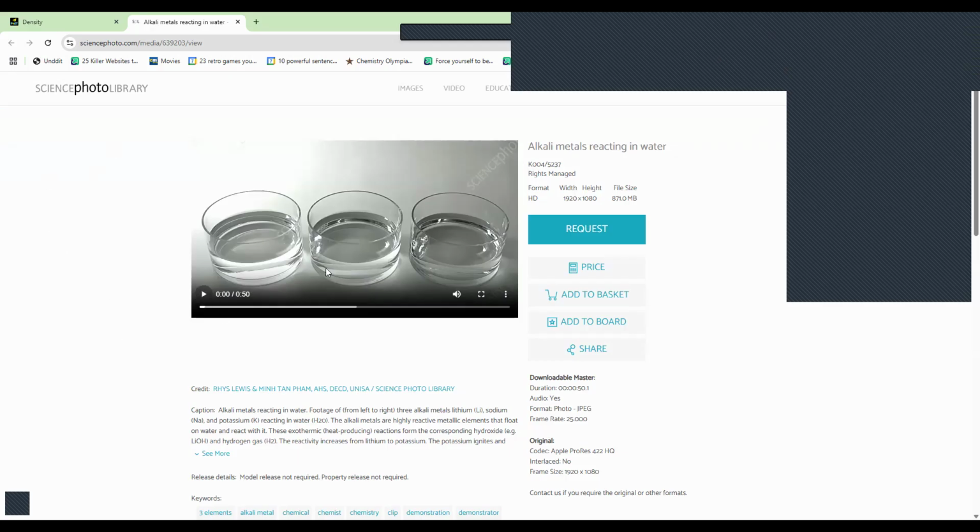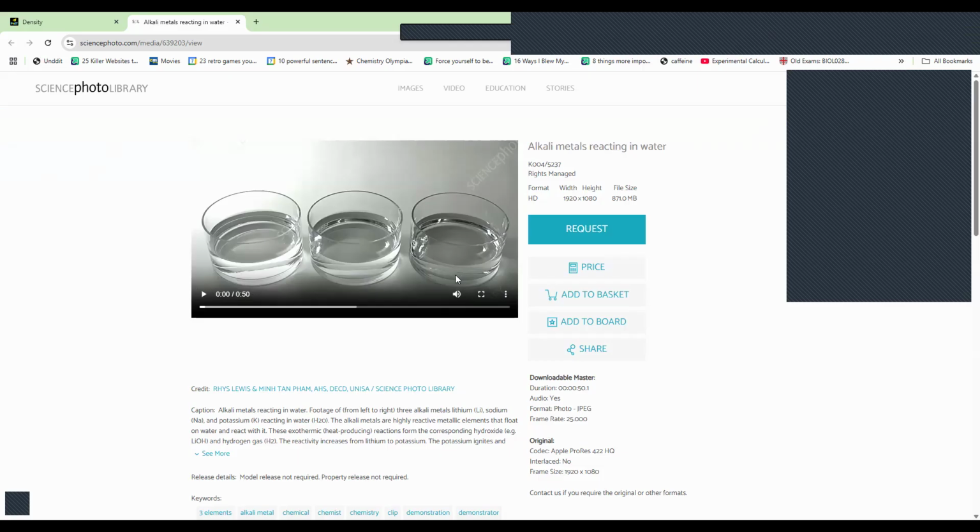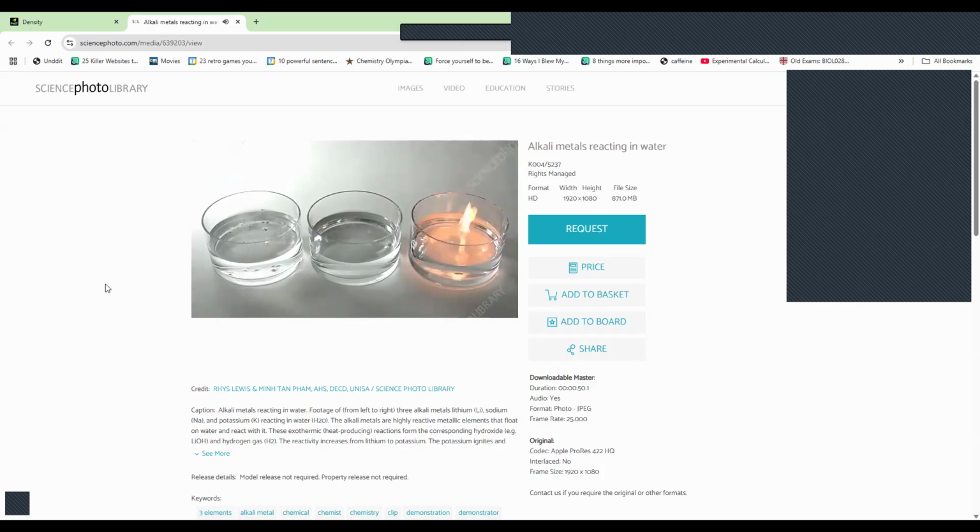Okay, so here what we have is 3 glasses of water, or 3 containers with water. This is H2O. Not necessarily tap water, but this would be like you went to the grocery store and you got some distilled or deionized water, so something that all the minerals have been taken out of. And what happens whenever we put different metals in there? Boom.